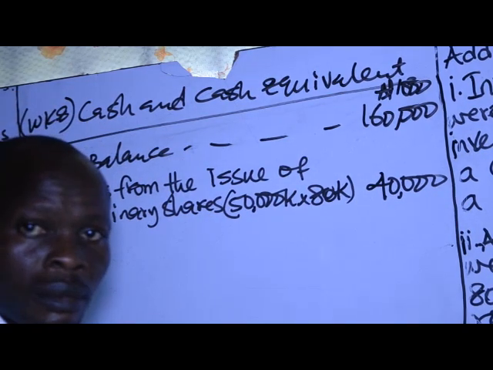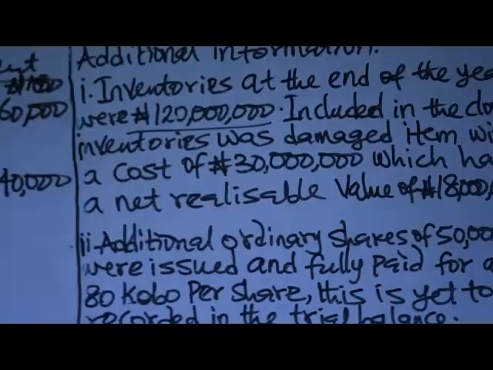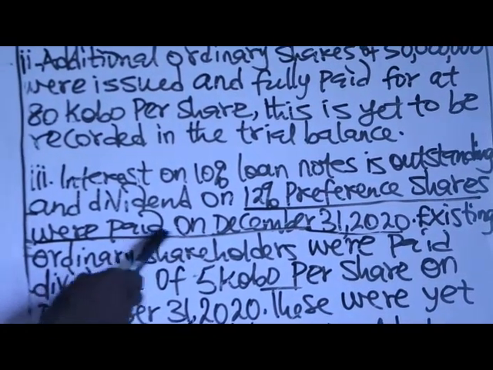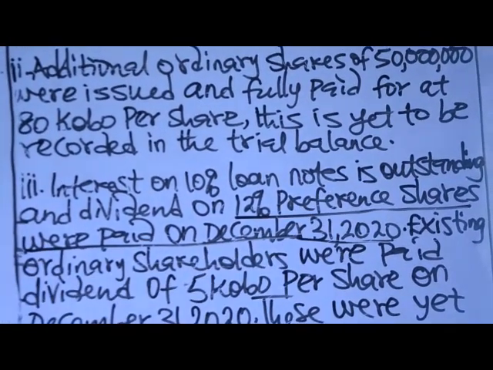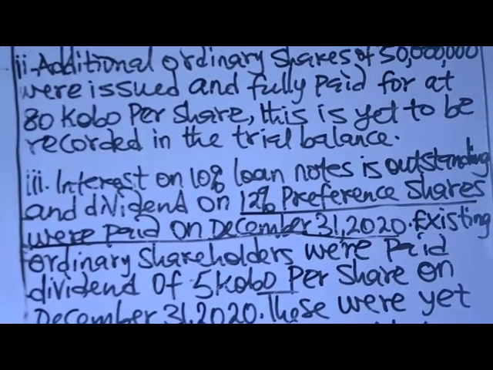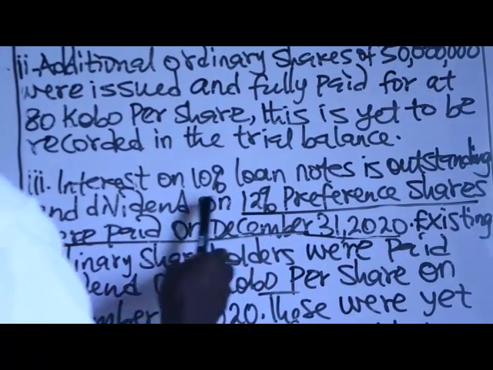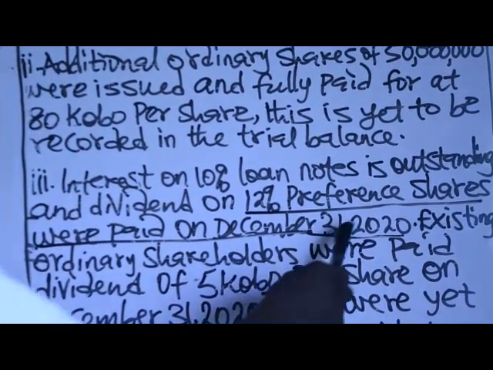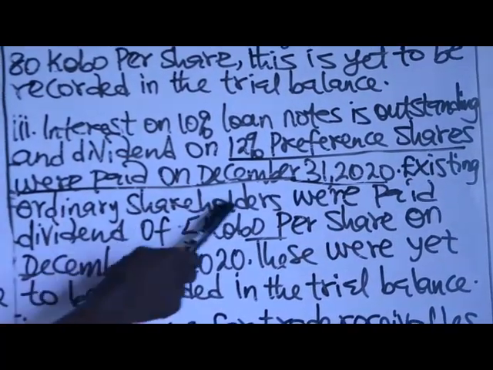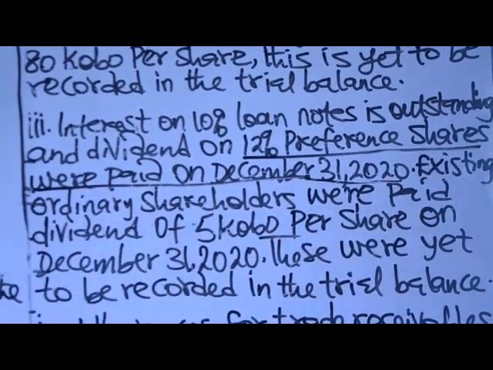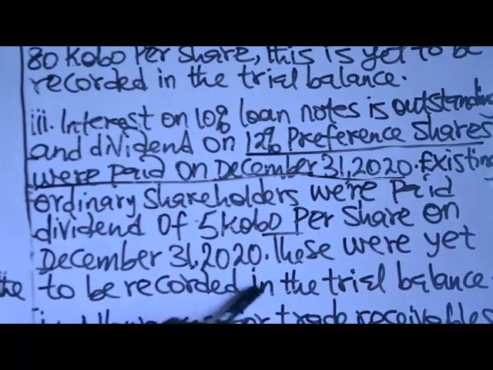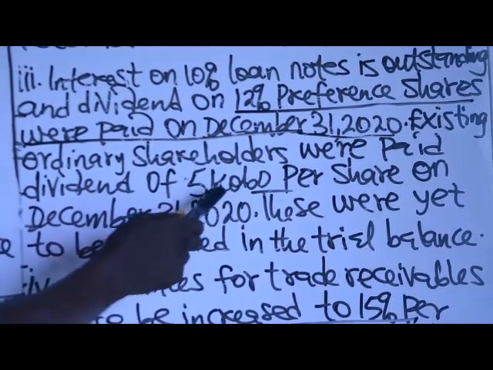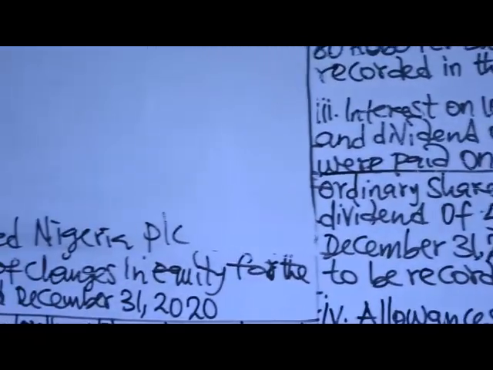Note 3: interest on 10% loan notes is outstanding, and dividend on 12% preference shares were paid on December 31st, 2020. Since the interest is outstanding, it has not been paid, so it remains as accrued. Since dividend is paid, it will result in an outflow of cash. Existing ordinary shareholders were paid dividend of 5 kobo per share on December 31st, 2020. These were yet to be recorded in the trial balance, so we are going to adjust them in cash and cash equivalent.